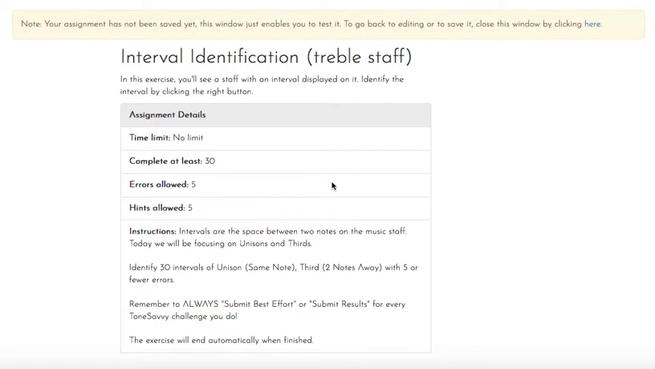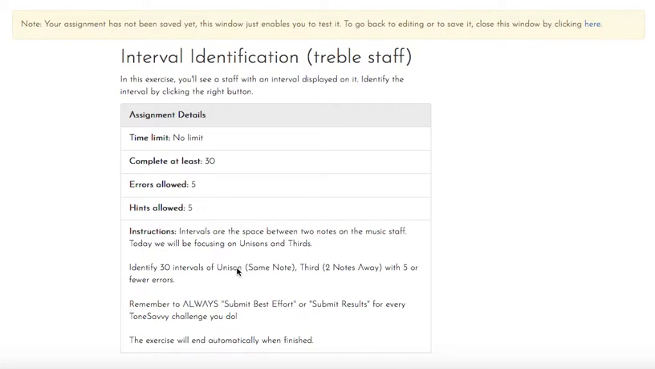We have, and again, you got to read your instructions because I put it right here for you. Unisons, which means it is the same note. So when you see two notes on your music staff sharing the same line or the same space, those are going to be called a unison.